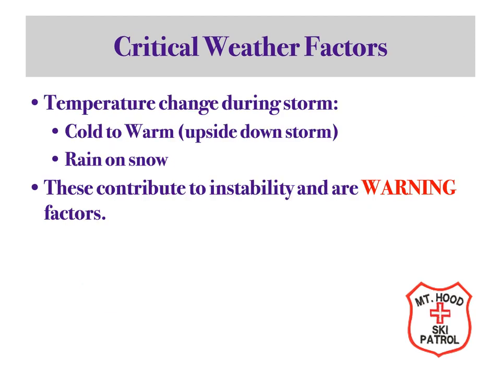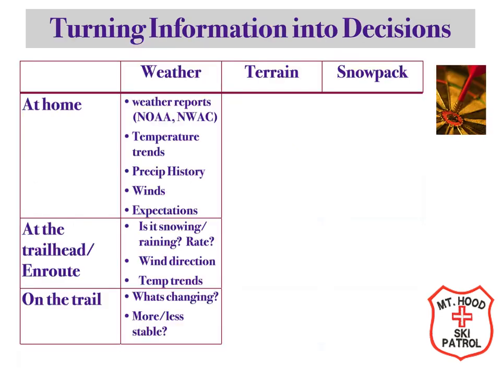Temperature changes during a storm can be a cause for concern. Any upside-down storm, that is a storm that starts out with cold temperatures and is then followed by warming temperatures, is a red flag. Rain on snow is also a concern. Rain adds weight without strength. Any of these should be a warning of potential instabilities. So let's use this information to begin to construct our bullseye model.